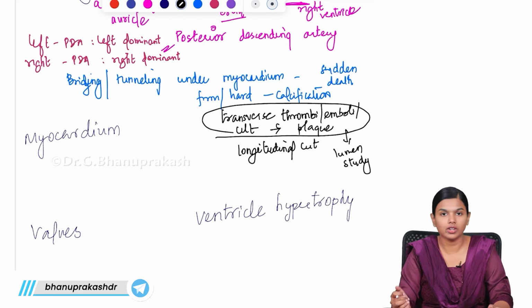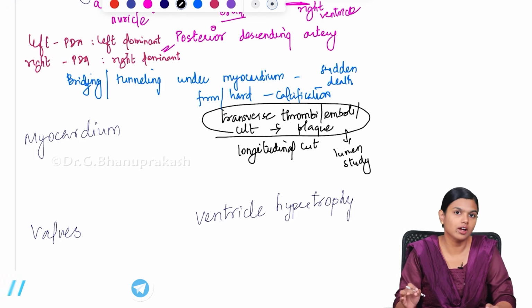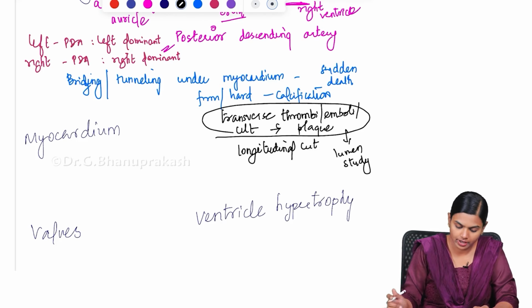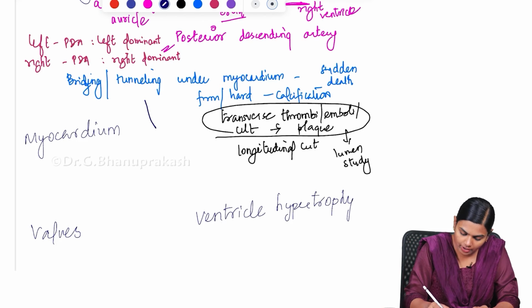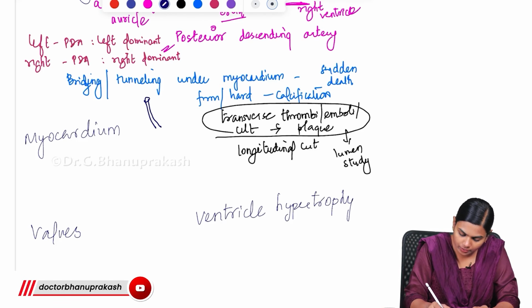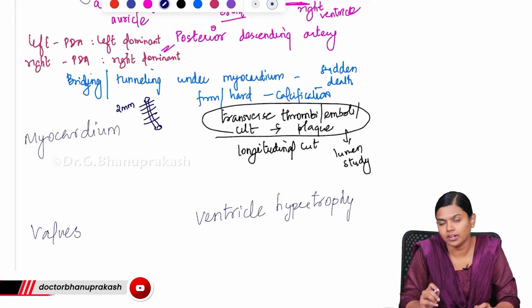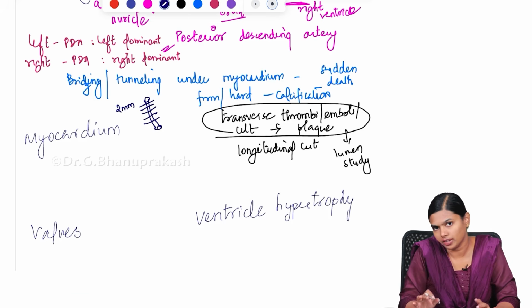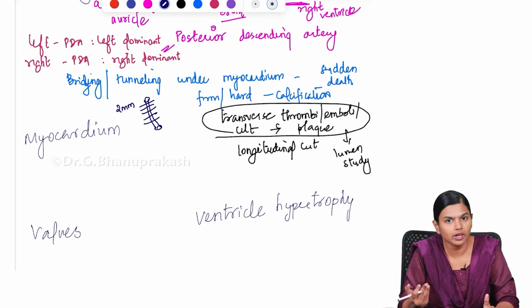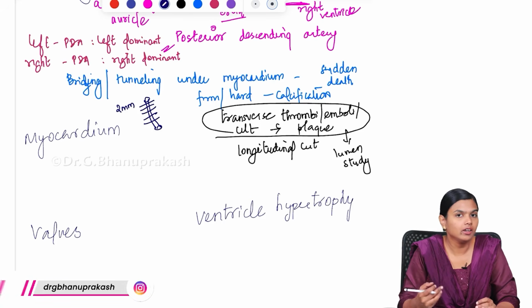This is how you usually dissect the coronary arteries. And how you make this transverse cut is, if this is your artery, you will make a transverse cut like this. Between every 2 millimeter interval, you will make a transverse cut, and you will look for any obstruction in the lumen. It can be either a thrombi or emboli or any calcification.